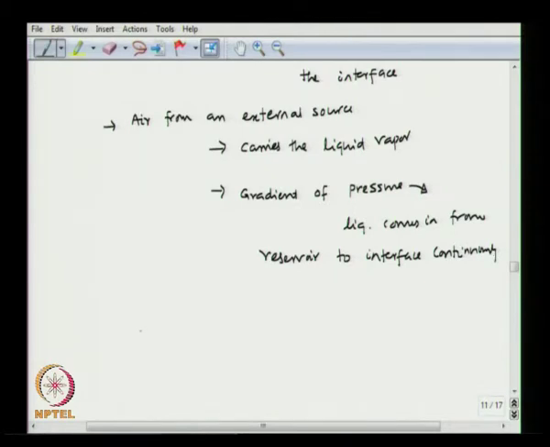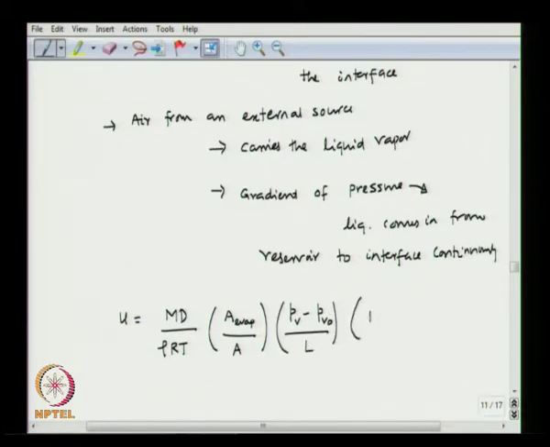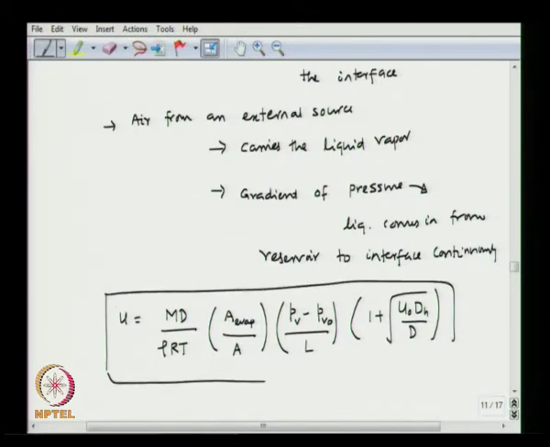And that velocity is given by this expression: m into d over rho R T, into A evaporator over A, into P v minus P v 0 divided by L, into 1 plus u 0 d h over d. So, this is the expression for the velocity due to transpiration cooling.